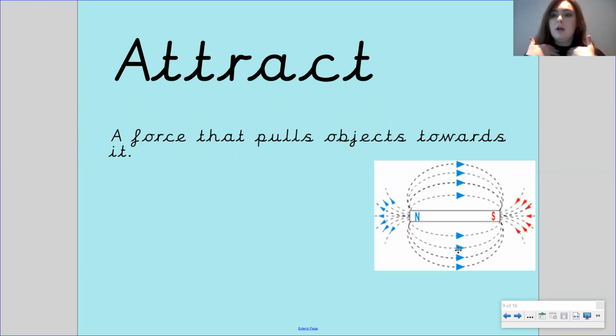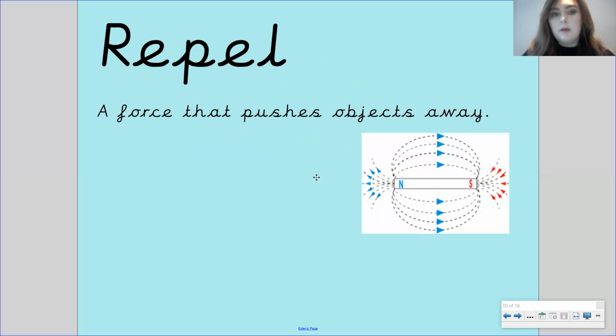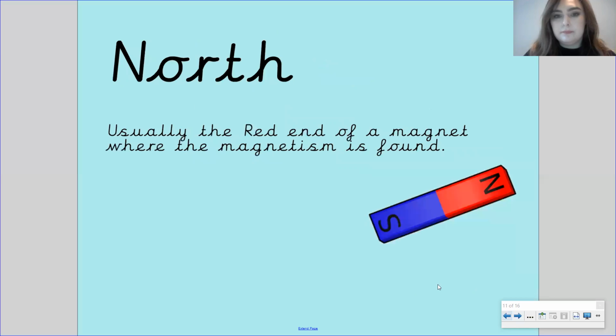My turn, your turn. Attract. Attract. A force that pulls objects towards it. My turn, your turn. Repel. Repel. A force that pushes objects away.